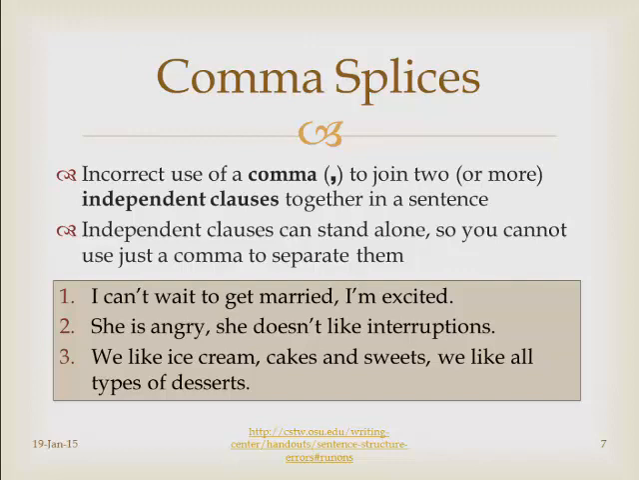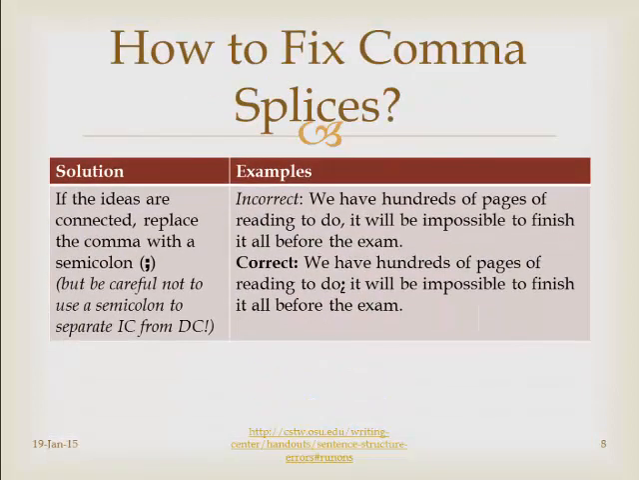That sentence shows an example of a comma splice error, where you join two independent clauses with just a comma, and that's not right. So how do we fix these kinds of comma splices? Well, if the ideas are connected or related somehow, all you need to do is replace the comma with a semicolon, which is a little comma with a dot on the top, because it is stronger than just a comma.